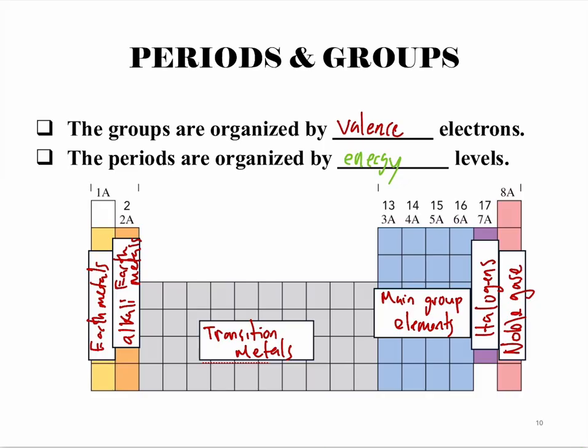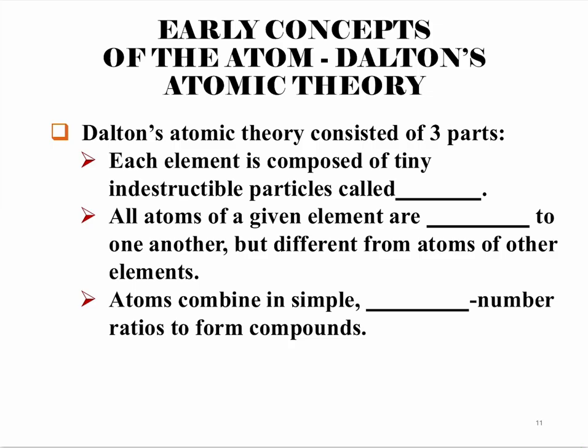And we'll continue with how is this related to early concepts of the atom. So we're going to build up early concepts of the atom into the modern concept of the atom. And then we're going to end with periodic trends, or how is that related to the periodic table. So let's go ahead and continue.